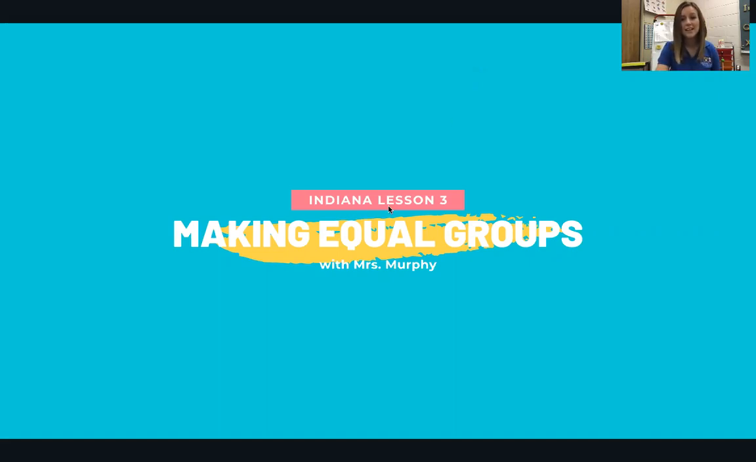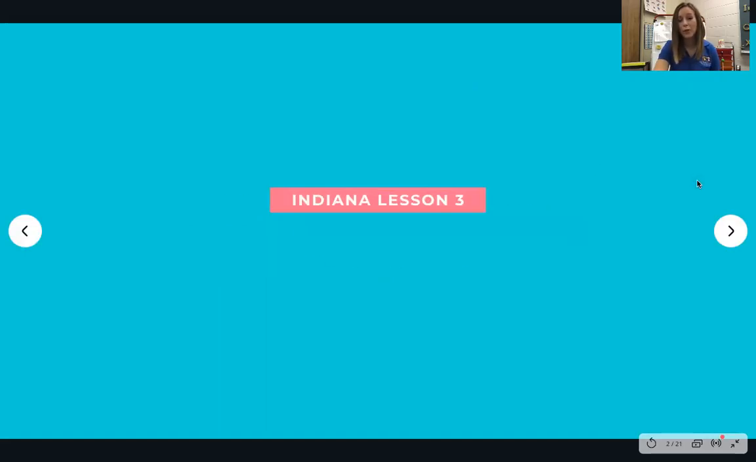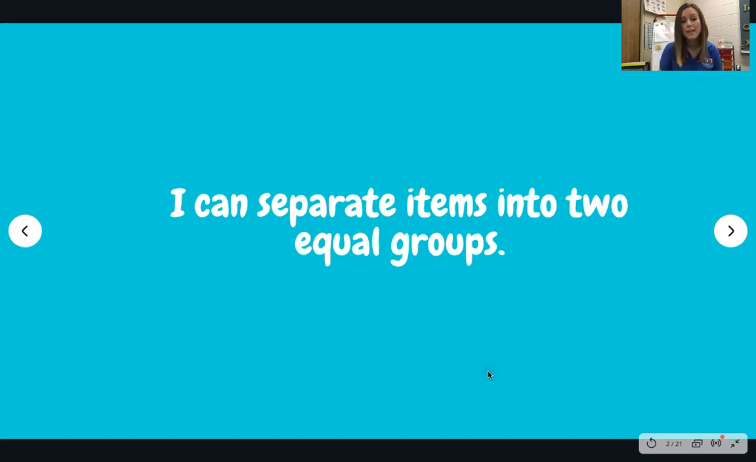Today's lesson is an Indiana lesson. That means that when you are doing your assignments, you will find these pages at the end of your math workbook. Let's start by talking about what you're going to learn today. By the end of today, you will be able to separate items into two equal groups.